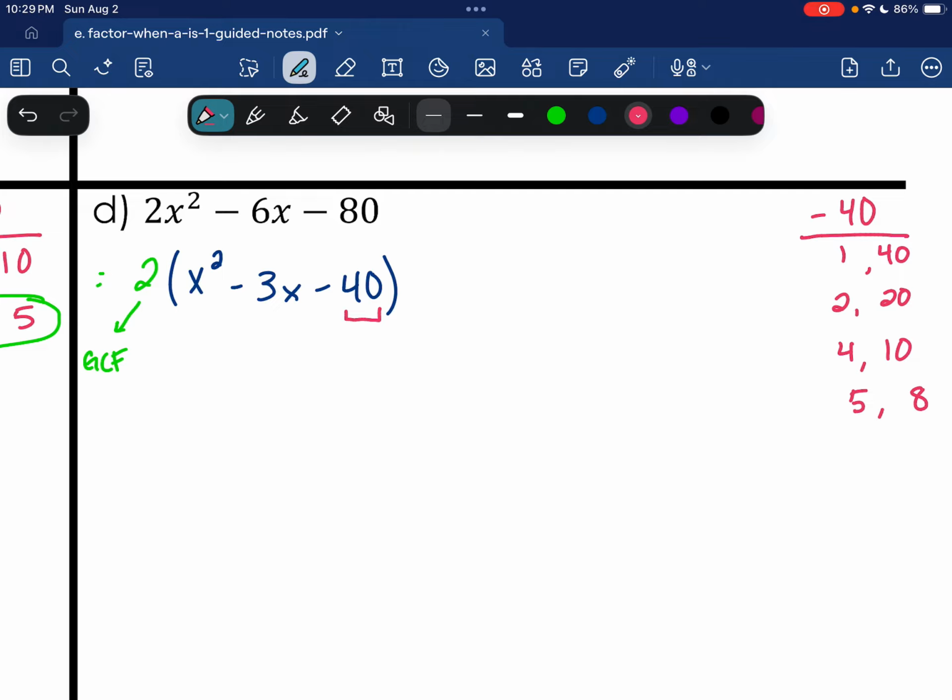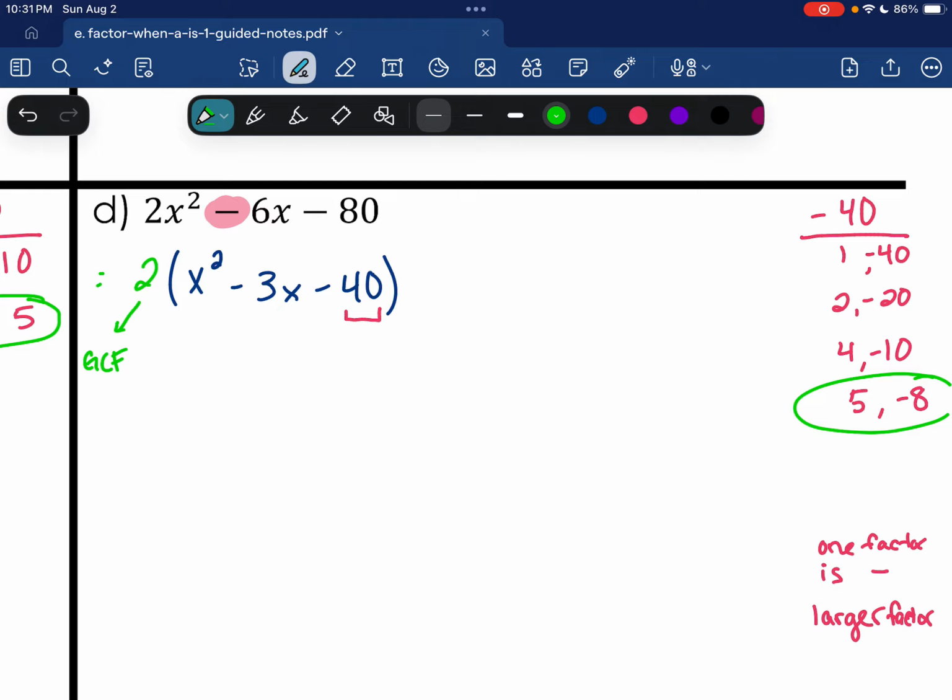Okay, so here are my factor pairs, and I want to add these numbers together, and I want to see what gets me that negative 3. So 1 minus 40, nope. 2 minus 20, nope. 4 minus 10, nope. Last but not least, 5 minus 8 gets me that negative 3. So we still have our 2 out front. Don't lose your 2 here. And we're going to have x plus 5. And now because 8 is negative, we'll just write it in as x minus 8, like so.